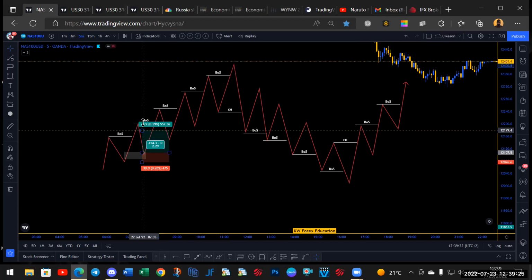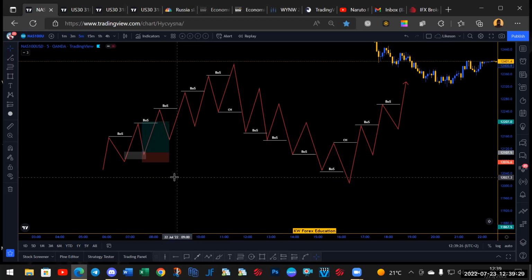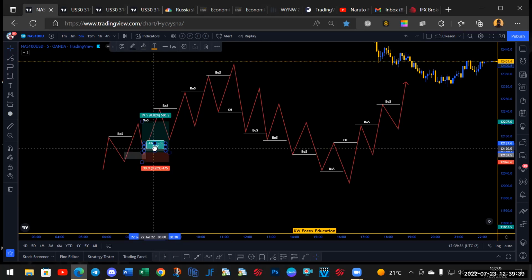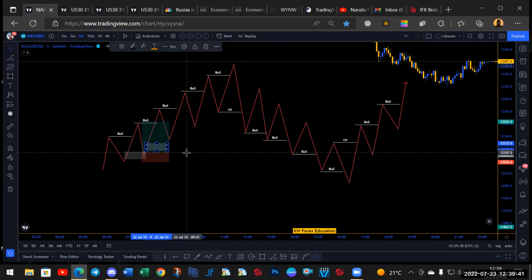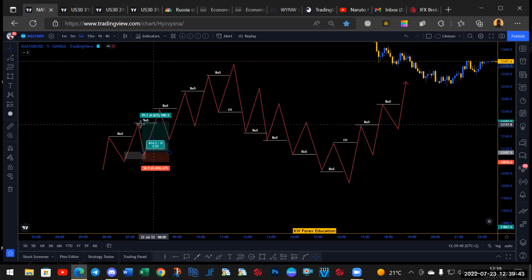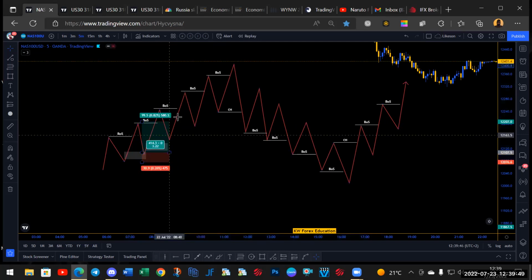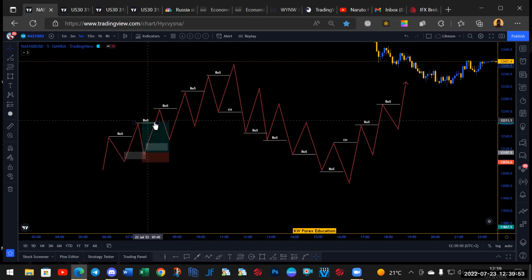Every time it creates a new break of structure, you close your trade, right? You close your trade, and you mark another demand or order block that caused this new break of structure, right? So you mark another order block that caused this break of structure here.